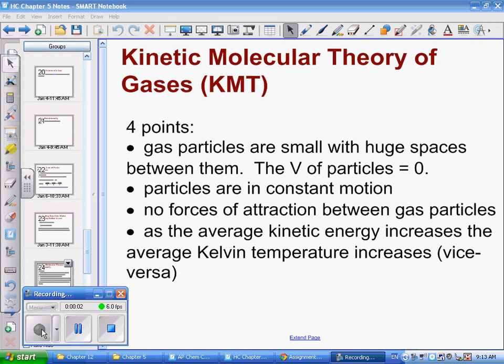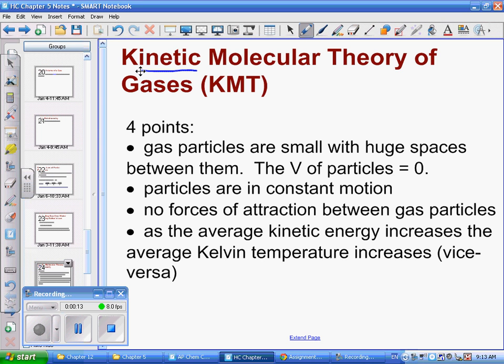The kinetic molecular theory of gases, or the KMT, has to do with the actual definition. If we just take a look at the definition, it kind of describes how this thing works. Kinetic, I'm sure you all know, means motion, so the motion or the movement of something. What is that something? It's the molecules.